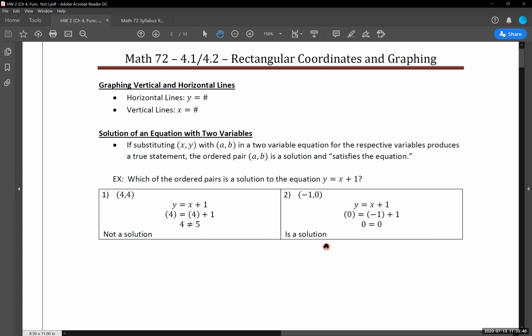And what that means graphically is if I were to make a graph of this thing, I would find the point -1, 0 to be along this graph. And that's what the graphical translation of the solution to an equation represents for us.